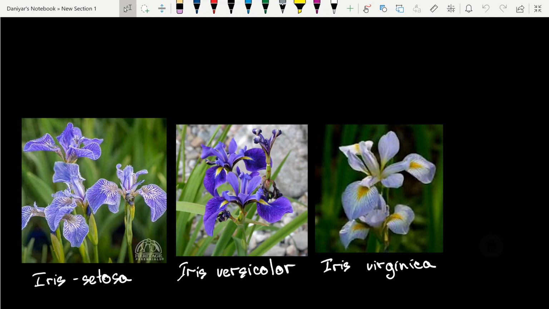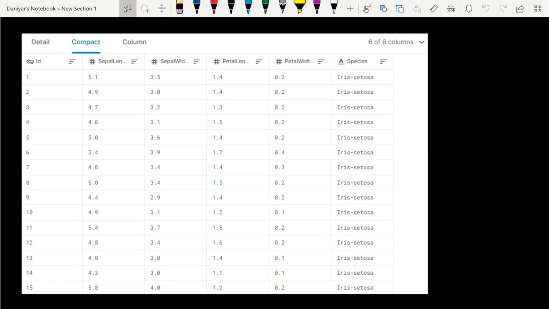So this is how the dataset looks. You have the sepal length right here. You have the sepal width, you have the petal length, and the petal width, and then you have the 3 species that we've mentioned here.